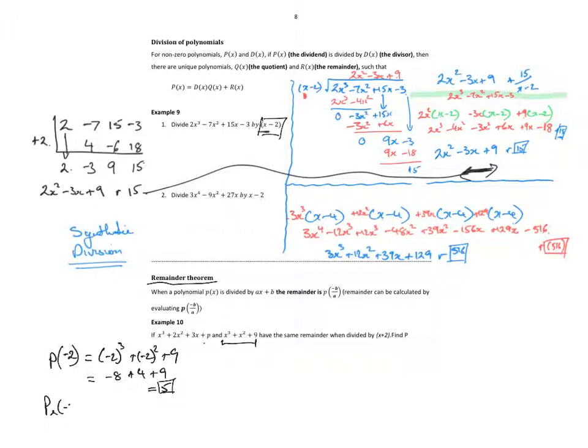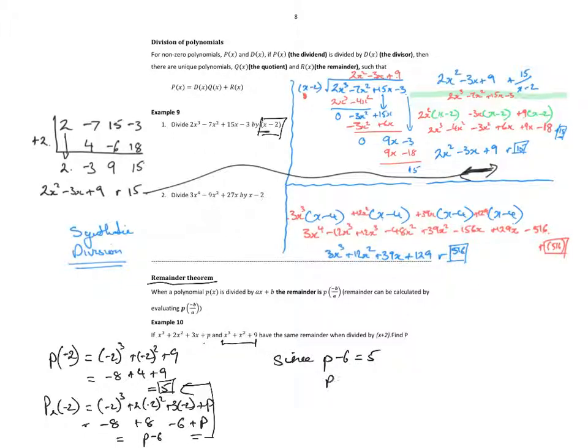which is going to be the same as if I substituted into the second polynomial. Negative 2 cubed plus 2 times negative 2 squared plus 3 times negative 2 plus p. Negative 8, negative 2 squared is 4, plus 8 minus 6 plus p. So that's just equal to p minus 6, and that's equal to 5. So since p minus 6 has to equal 5, p is equal to 11.